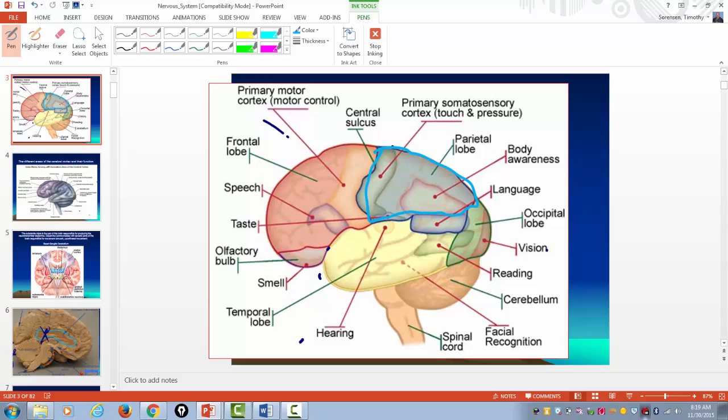Yeah. Also, the parietal lobe is involved in visual and spatial relationships. So the ability to distinguish distance and how close or how far away objects are from one another. That's its primary function.